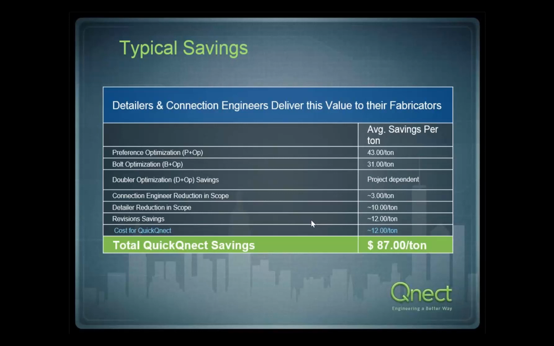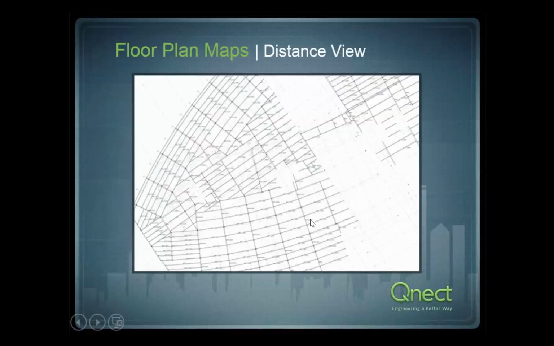And then you get a revisions savings of approximately $12 a ton. And the cost for QuickQnect is actually $12 per connection. It ends up somewhere around $5 to $12 a ton, depending upon the particular model. But in general, our typical savings run about $87 per ton on average. We've seen well over 100, and we've seen in the range of like 60, 70.